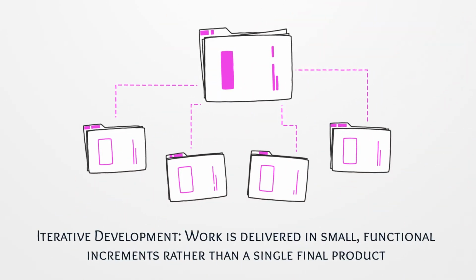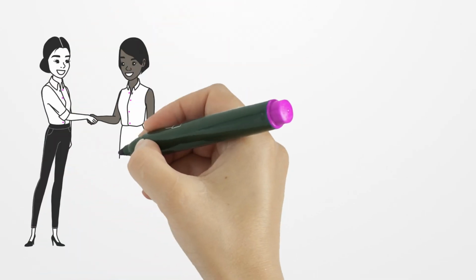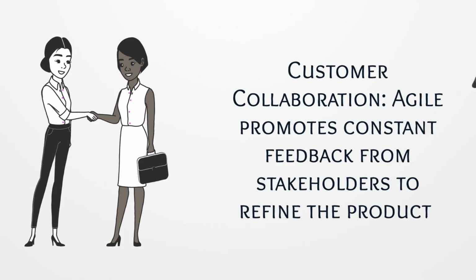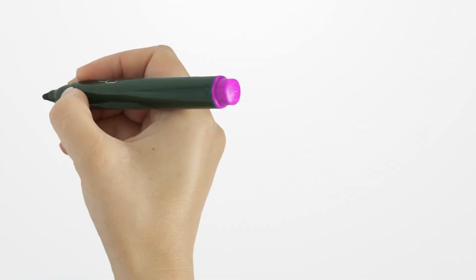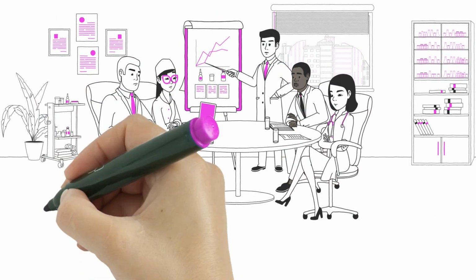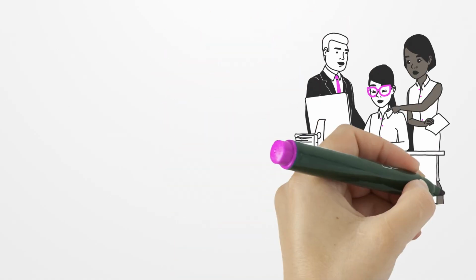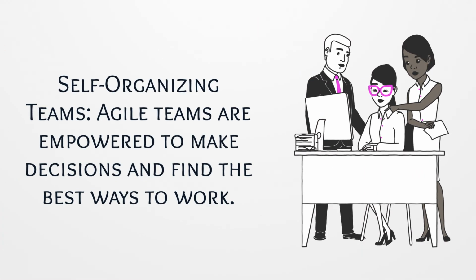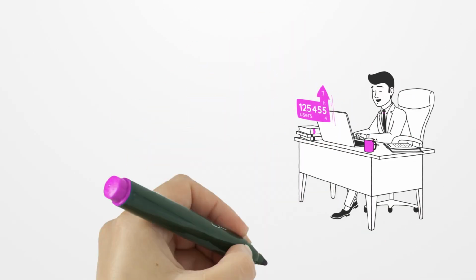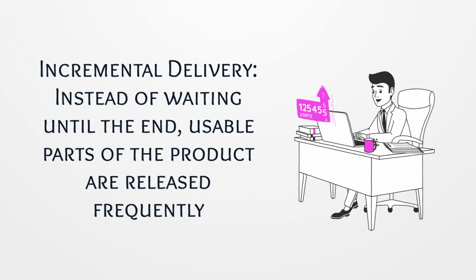Key characteristics of Agile. Iterative development: work is delivered in small, functional increments rather than a single final product. Customer collaboration: Agile promotes constant feedback from stakeholders to refine the product. Adaptability: teams can adjust priorities and requirements throughout the project. Self-organizing teams: Agile teams are empowered to make decisions and find the best ways to work. Incremental delivery: instead of waiting until the end, usable parts of the product are released frequently.